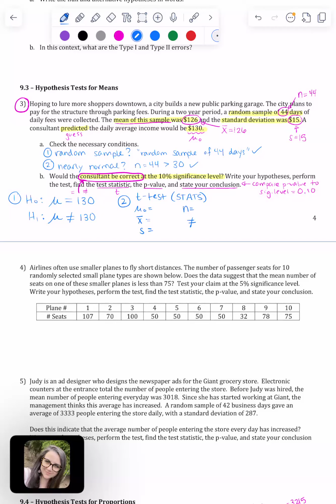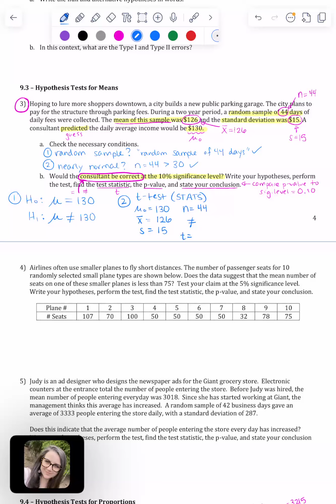Okay, so first we're going to go up to the paragraph. The guess was $130. That's the prediction for the mean value. The X bar is the sample mean, which we identified as 126 with a standard deviation of 15. And we said that came from the 44 random days that were selected. So what we want to do is go to our calculator.